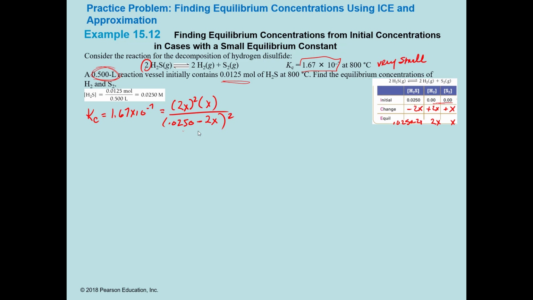And so what that allows me to do is, when I am calculating this, if I have something that's subtracting the x, I can approximate that as basically 0, because it's not really going to change that number. Because 2 times 1.67 times 10 to the minus 7 is about 3 times 10 to the minus 7. So 0.0250, let me show you, 0.0250 minus 2 times 1.67 times 10 to the minus 7 is still going to be 0.0250. So that's why I can use approximation for that. And I don't have to go through all that extra math, because it doesn't make any difference anyway.